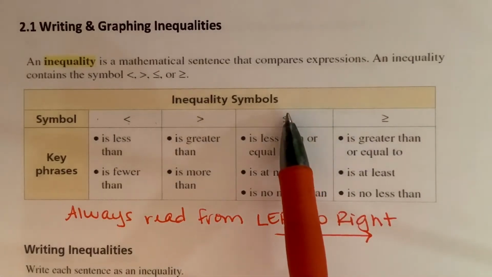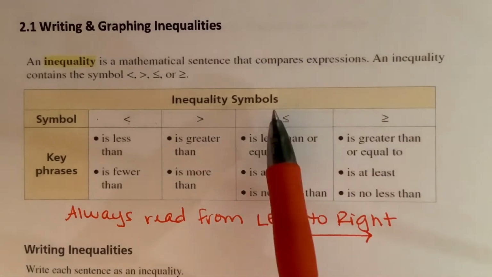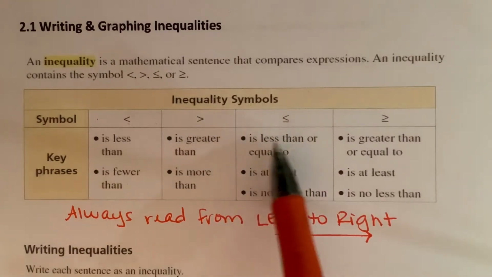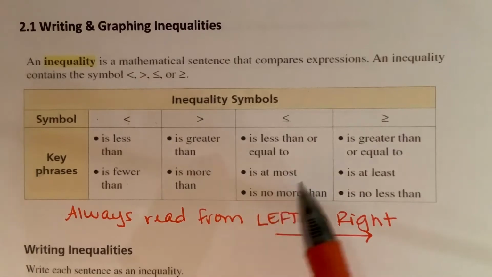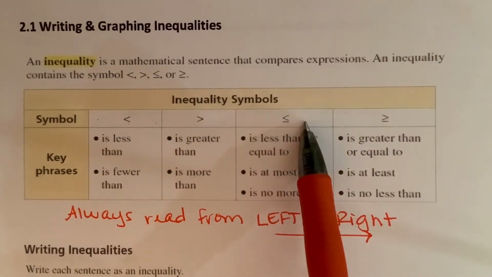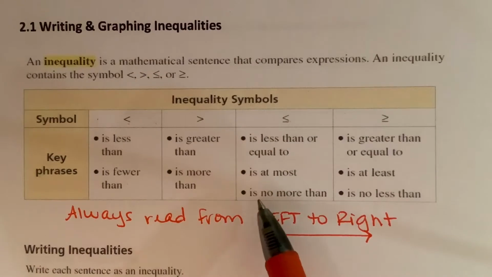We've got the less than or equal to symbol, right? So this is when a value could be a number or it could be less than a number. Okay, so we use is less than or equal to. Is at most, the most it could be is a number. If we have x is less than or equal to 10, the most x could be is 10, or it could be less than 10.